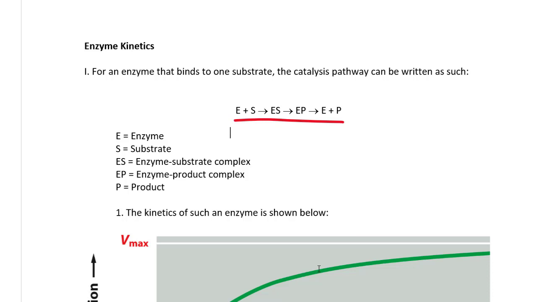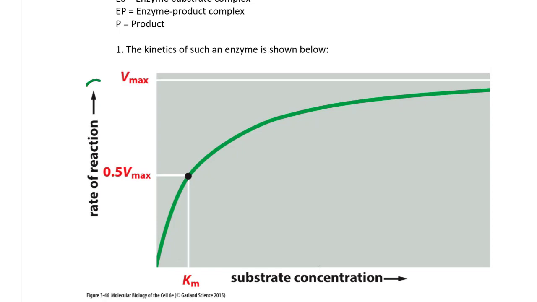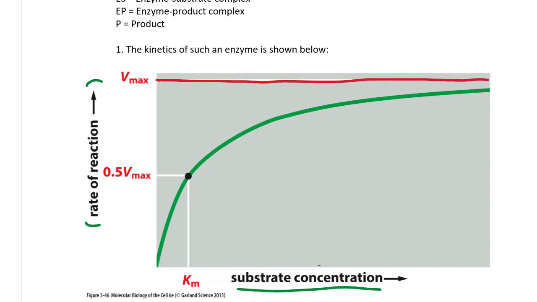So what does this look like? The kinetics of such an enzyme is shown below. We have the rate of the reaction right here as our y-axis, and we have substrate concentration as our x-axis. You can see that as the concentration of substrate increases, the rate of the reaction increases until it reaches a Vmax right up here. Well, actually, it doesn't really reach the Vmax, but it gets close to it, correct?